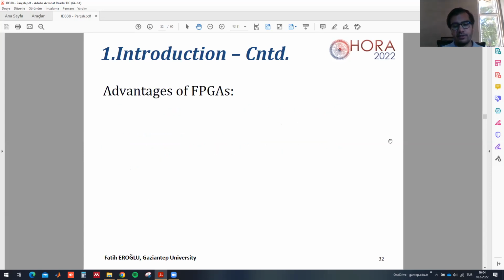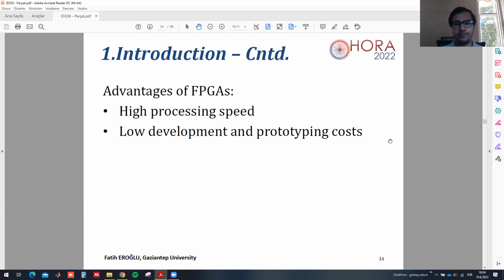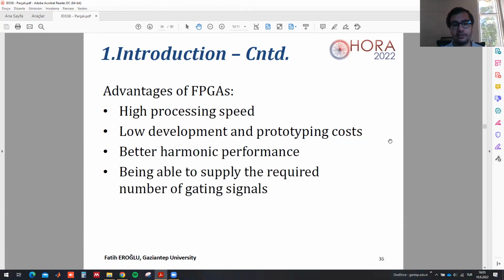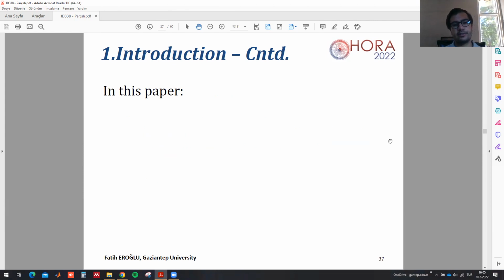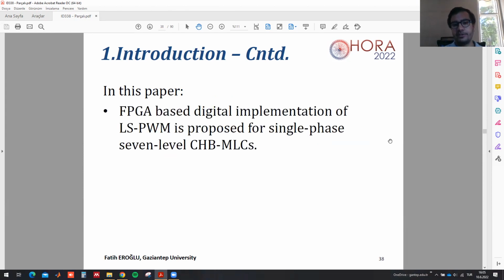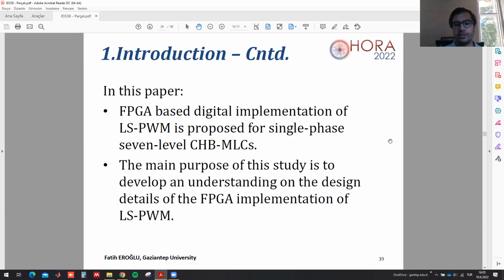We can list the advantages of FPGAs as high processing speed, low development and prototyping costs, better harmonic performance, and being able to supply the required number of gating signals, which can be counted as the most important advantage compared to other microcontroller types. In this paper, an FPGA-based digital implementation of level-shifted pulse modulation is proposed for single-phase 7-level cascaded H-bridge multi-level converters. The main purpose is to develop an understanding of the architectural design details of the FPGA implementation of level-shifted PWM.